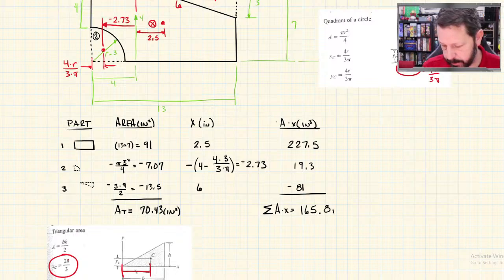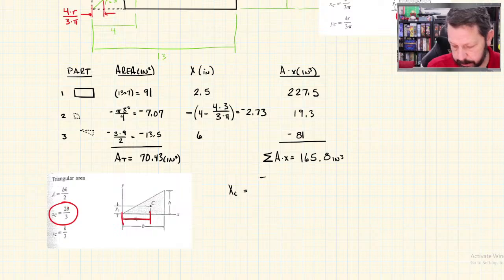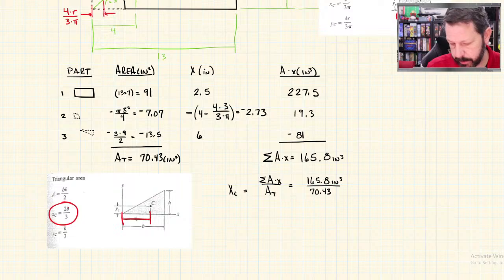We should be able to take that and use x sub c equals the summation of A times x over the total area. So 165.8 over 70.43 equals 2.35.